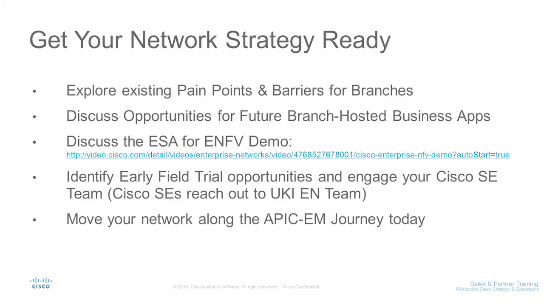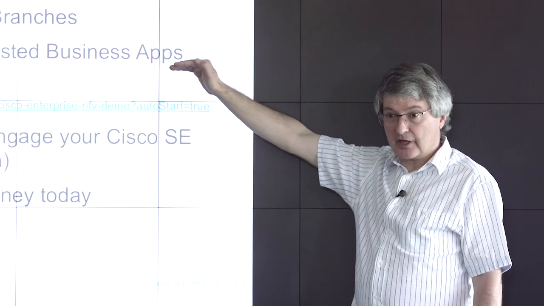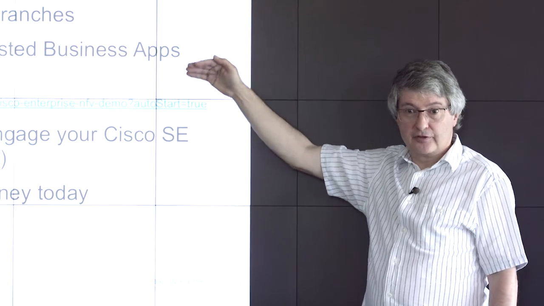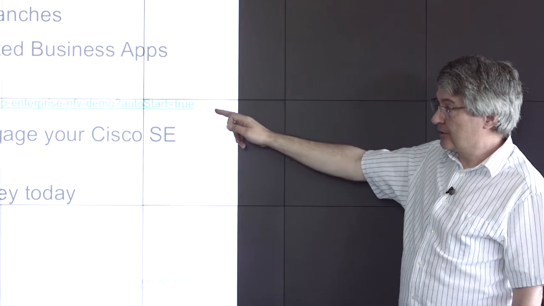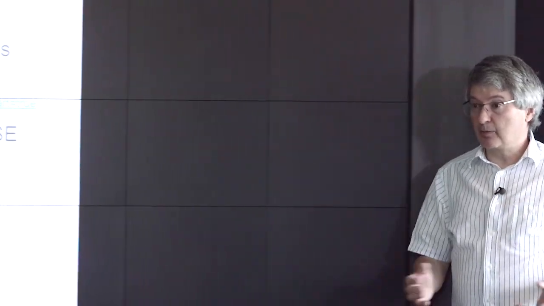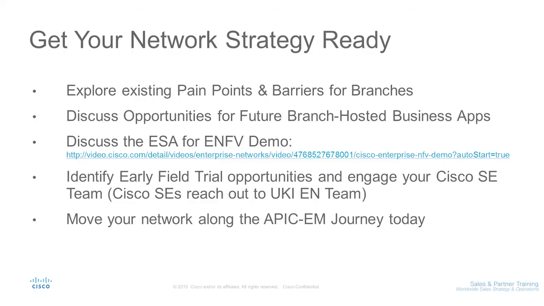And the other thing then is to get your strategy ready with your customers. Start talking about what are the pain points of managing these different services and applications out of the branch, all the refresh cycles they're going through, multi-vendor kind of issues. What kind of applications do they think could really help them with customer experience, workforce experience in the future if it was easier to deploy them than it is today? And use this demo as a talking point to open up the conversation about how to manage branch applications.